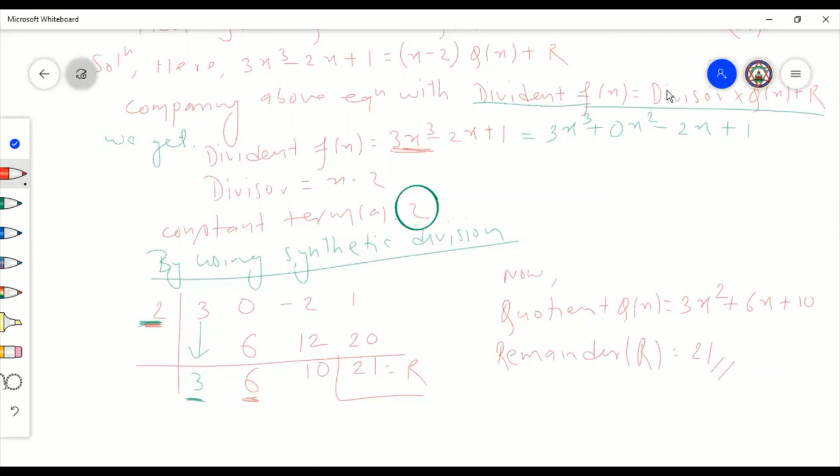Now, from today's class, you will be able to solve all the short questions after this polynomials unit.